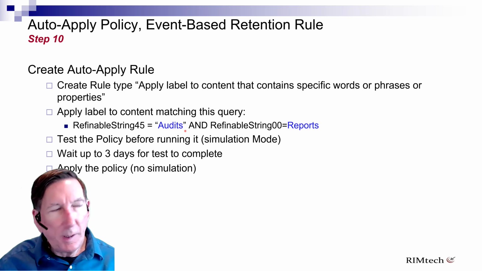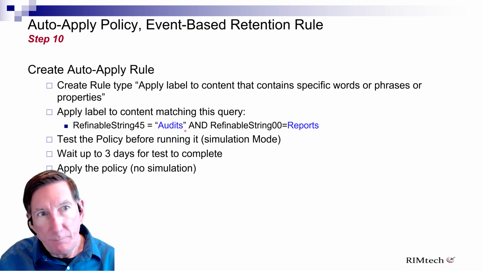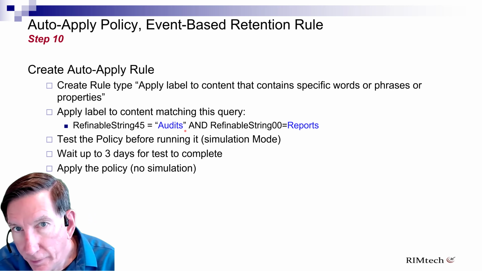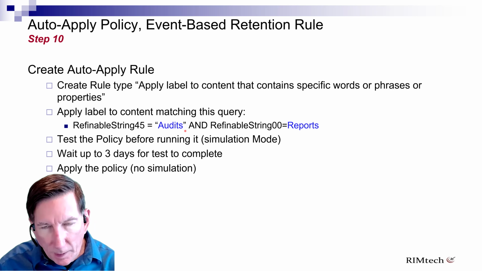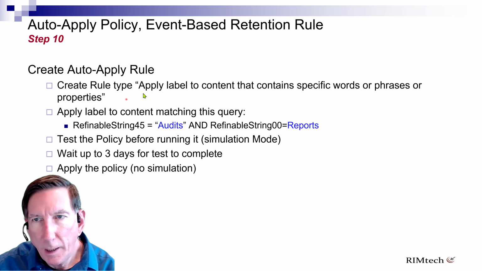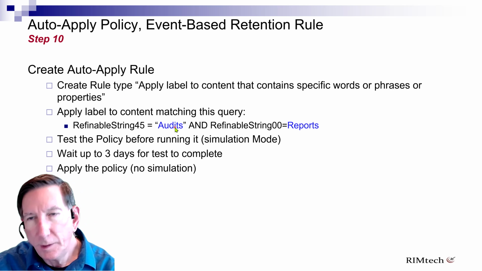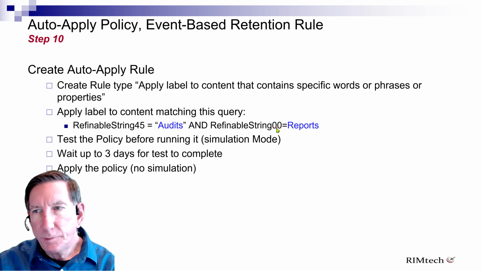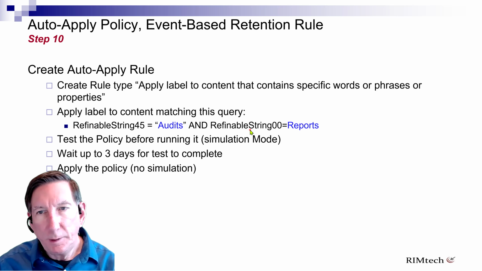Now, the label is just sitting there. It's not doing anything. It hasn't been applied to anything. Obviously, we had to apply it. Remember I said earlier that the only safe way to apply a label is with an auto-apply rule. So that means we have to create an auto-apply policy, okay? And in there is where we put the instruction, which says refinable string 45 equals audits, that's the library name, and refinable string 00 or whatever it was equals reports. That's the doc type equals reports.